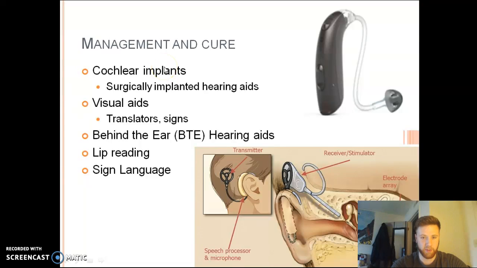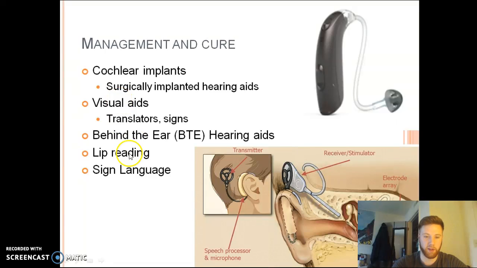So are there any managements and cures? One of the most common for the most severe or profound people with hearing issues are cochlear implants, and these are surgically implanted hearing aids. And you can see here on this diagram, I have a picture of it.